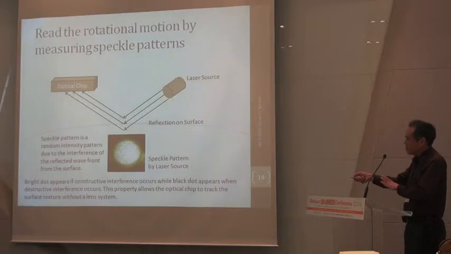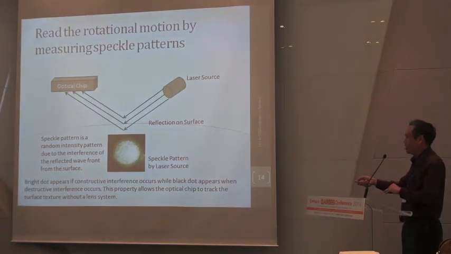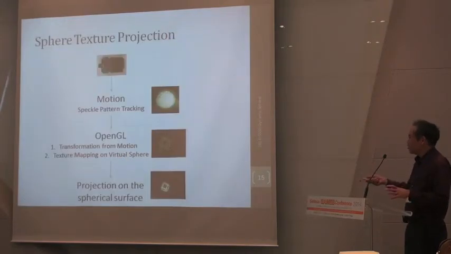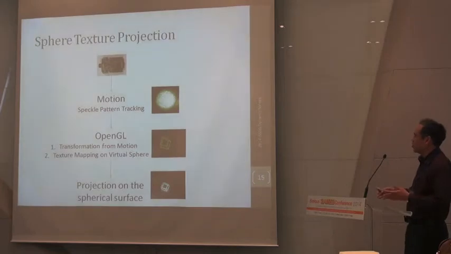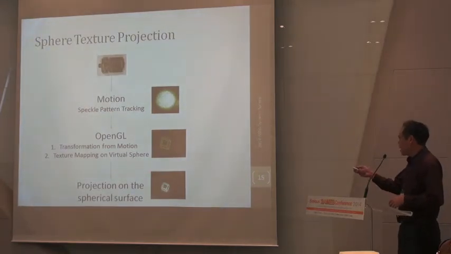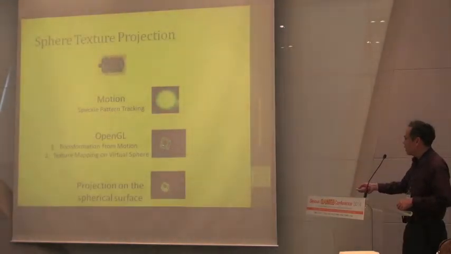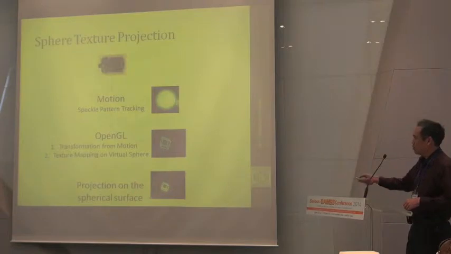Because no surface is absolutely flat, a tiny change of the surface, even a piece of paper, anything like that, will result in a pattern like this. So you see a pattern. If you rotate the object, the pattern changes. Just like when an object changes, you use a camera to sense it. So this is how it is being done. So you have motion, then it changes. We use OpenGL to write the software, and then you project it on the spherical surface.